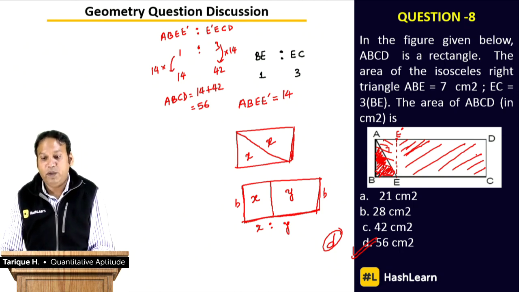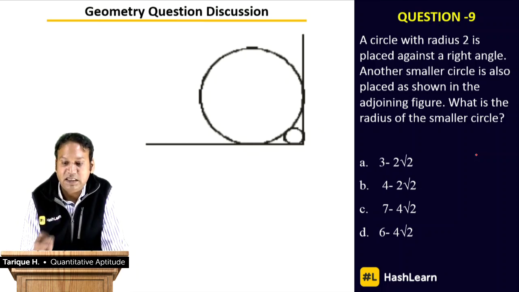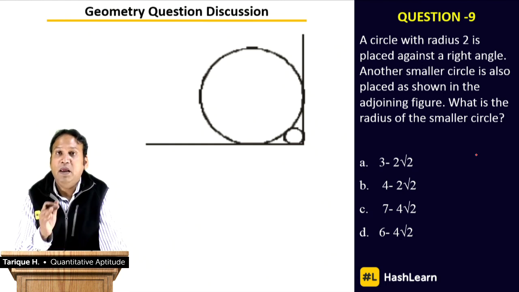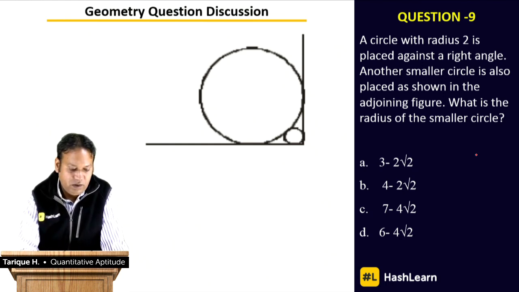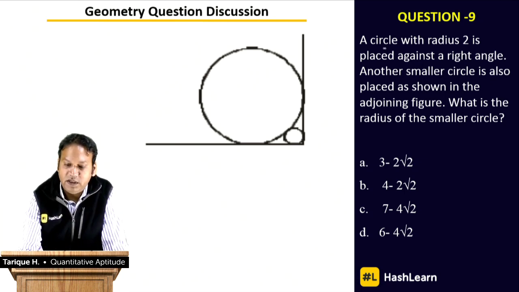And now we'll go to question number 9. Again, this is from the common admission test, that is CAT. A very interesting question from geometry. So we have a circle with radius 2. Look at the question, what is it telling you? So we have a circle with radius 2 placed against a right angle.